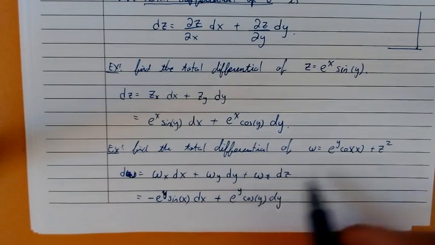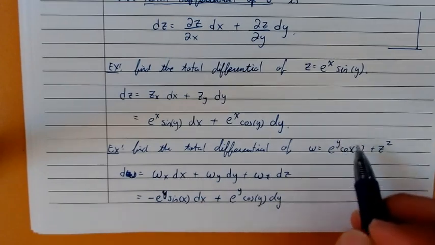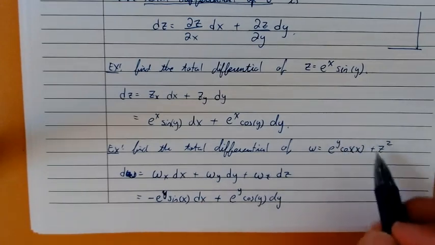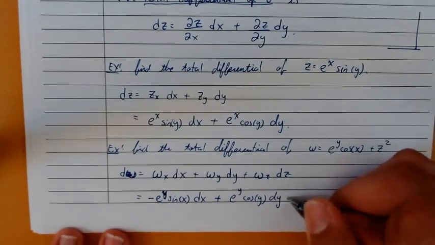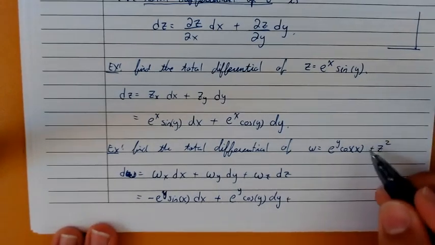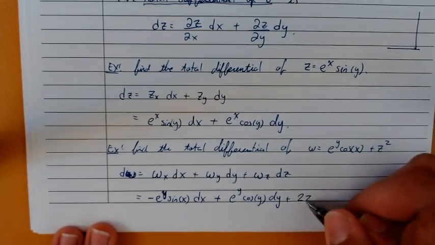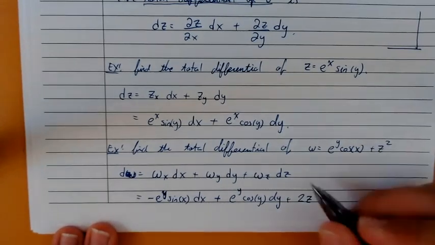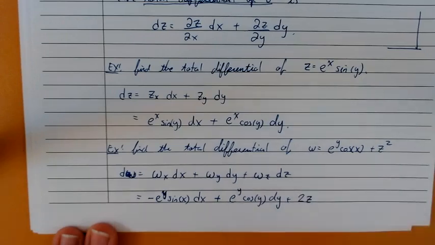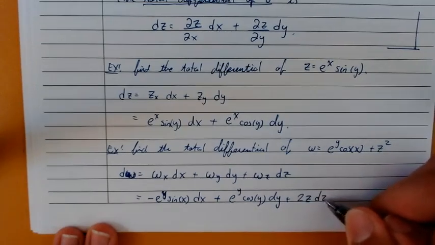But now, with respect to z, this thing is the constant. So its derivative is 0. And so the derivative of z squared with respect to z, we just use the power rule: take your 2, bring it down, subtract 1 from the power. So that'll be the derivative of w with respect to z times the differential of z.